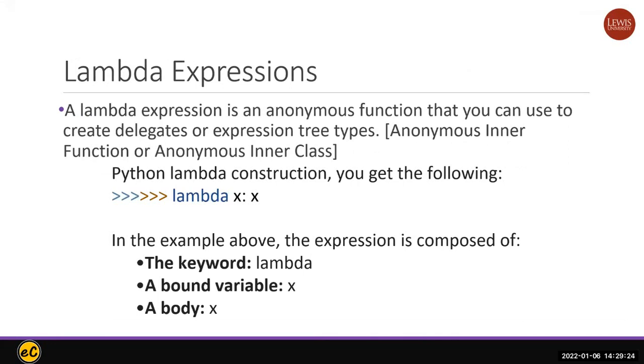Okay, so the lambda expression: we have lambda x and the return value will be x. A lambda expression is an anonymous function that you can use to create a delegate or expression tree type. The keyword is lambda. It is an instant function, or an anonymous function. You have a parameter over here, and the return value is after the colon. We call it the body. The body is also the return value.